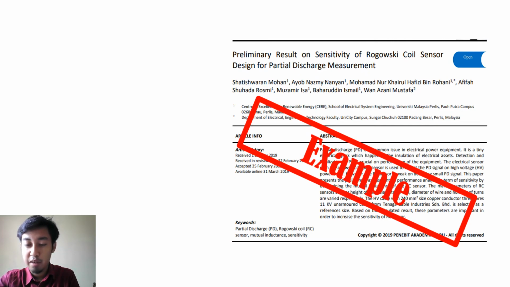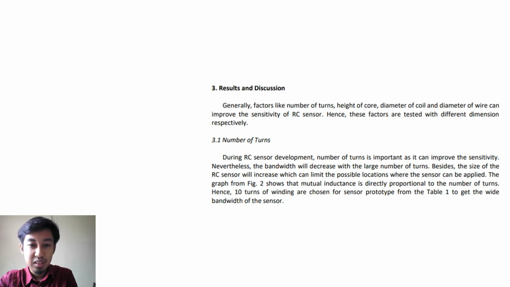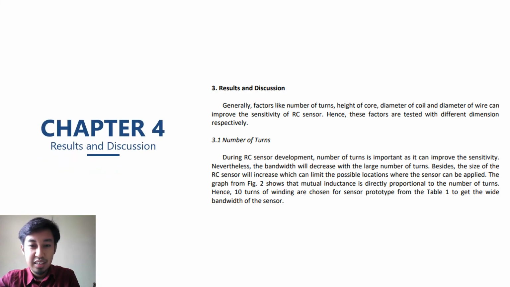This is an example from my FYP student. You can find it; this is open access. The preliminary result on sensitivity of Rogowski coil sensor design for partial discharge measurement. This is the result here. The first part is the introduction. Generally, factors like the number of turns, height of core, diameter of coil, and diameter of wire can improve the sensitivity of the sensor. Hence, these factors are tested with different dimensions respectively. This is the analysis on number of turns.